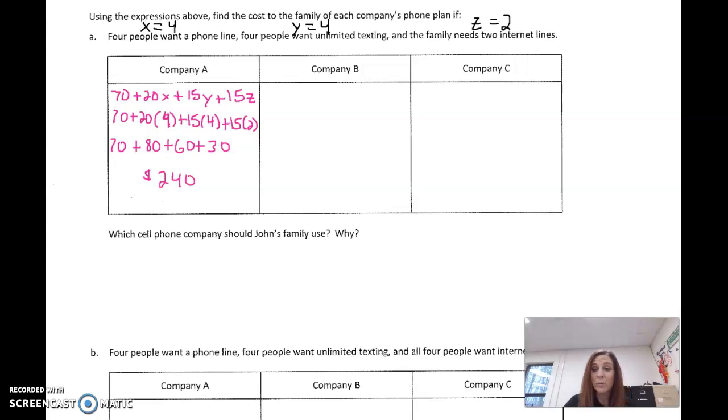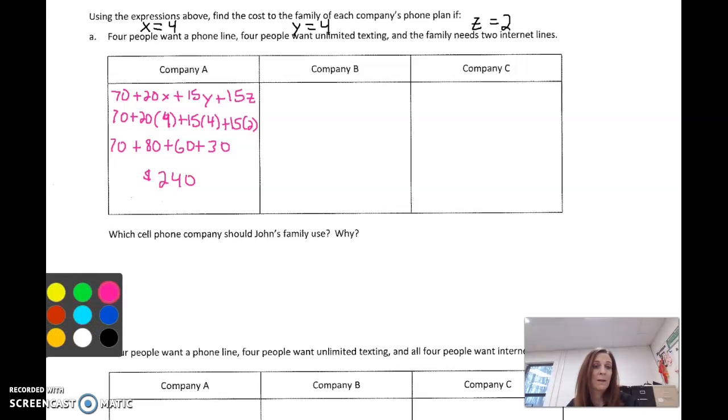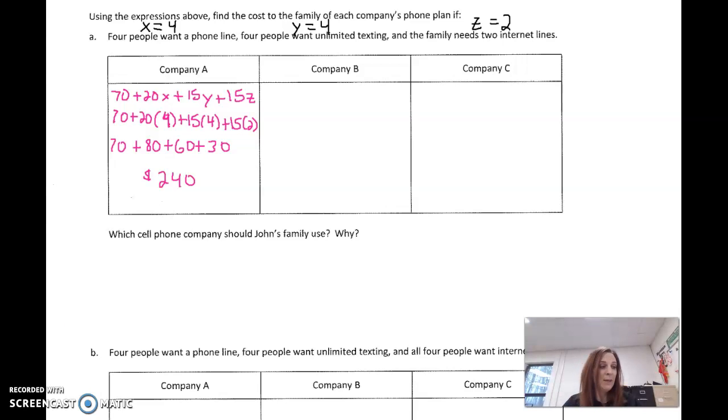So in this situation, for what John's family wants, it would cost the family $240 a month. Now Company B, again, this expression I'm writing down comes from what we wrote on the front page: 90 plus 15x plus 10y plus 20z. Then again, I'm going to input these values in for the variables.